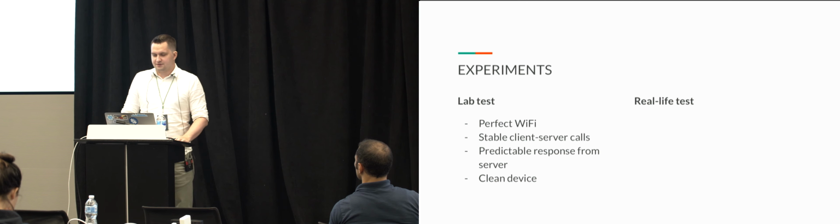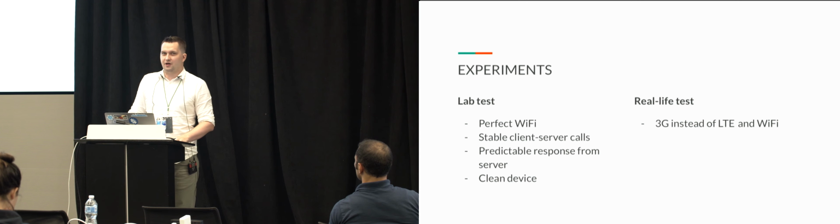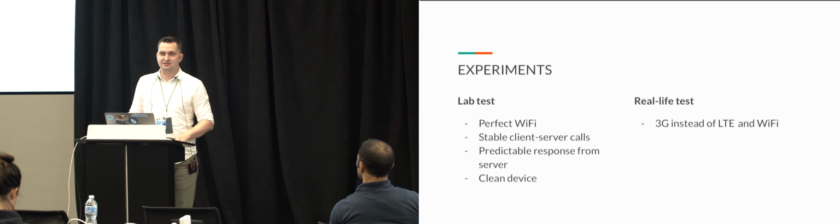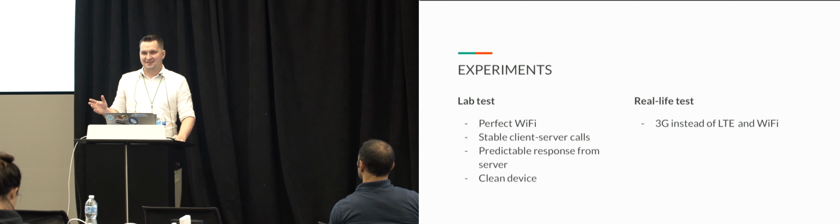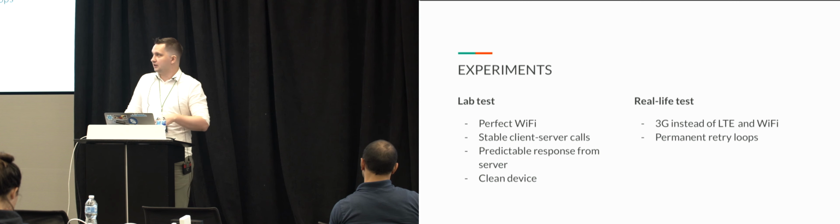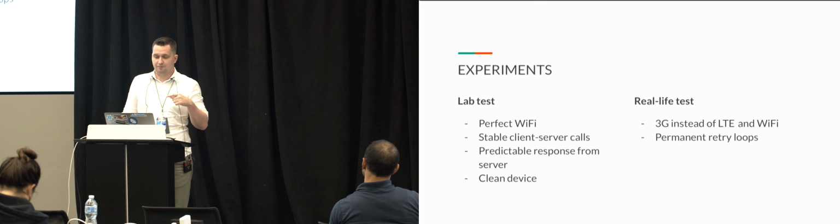And perform real-life tests. Use 3G. Sometimes in the US, I found spots where you can find 3G. Back in my country, we don't have 3G anymore. We have LTE everywhere, and it is 3 times faster than your LTE. So for us, it is a challenge to find 3G. In real-life tests, you can emulate and get permanent retry loops for your network operations, and it will show the best of your application, how it works with bad responses.